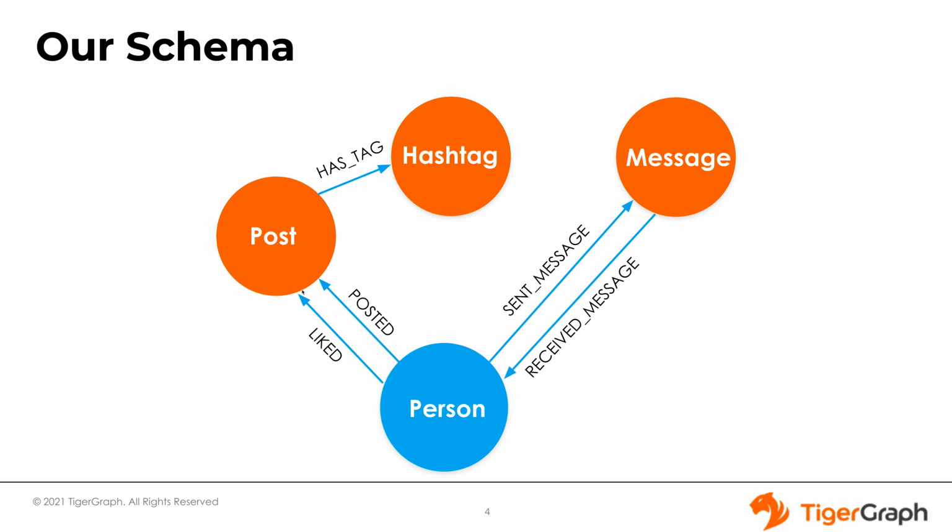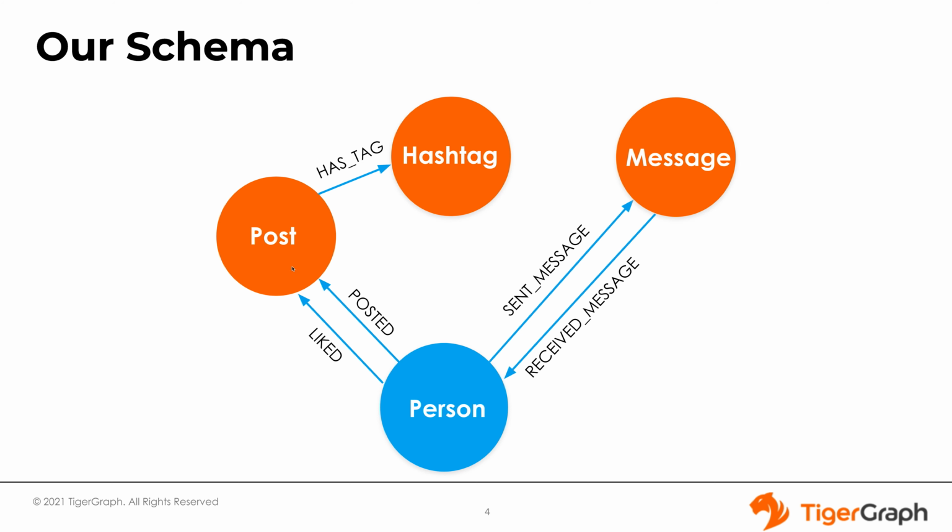Looking at the edges that connect our different nodes, we can see that our person is capable of posting a post as well as liking a post. These are both directional edges because our person is doing the action upon our post. In TigerGraph, we can have directed and undirected edges. Directed edges like this imply some sort of directional relationship. So this person has created or posted this post.